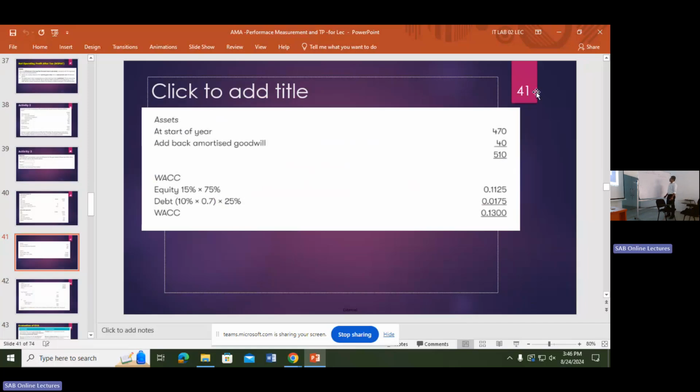So when you take that weighted average cost of capital, it is 13%. The answer comes as 13%. Multiplied by the investment. Investment, that is the total asset.